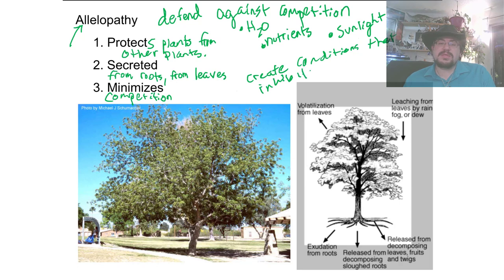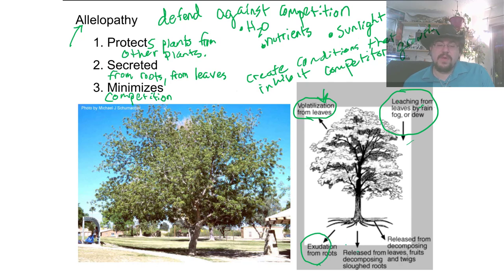So we can see in this diagram of my black walnut, we've got a lot of different sources of our allelopathic chemicals. Right? Leaching from the leaves. So, you can have chemicals leaching from the leaves when exposed to rain or fog. You can have the chemicals being released during evapotranspiration. They can be secreted by the roots. If you have roots that are disconnected or broken or sloughed off, they can be released from those roots. And then any decomposing leaves, fruits, or twigs on the ground will also secrete those allelopathic chemicals.